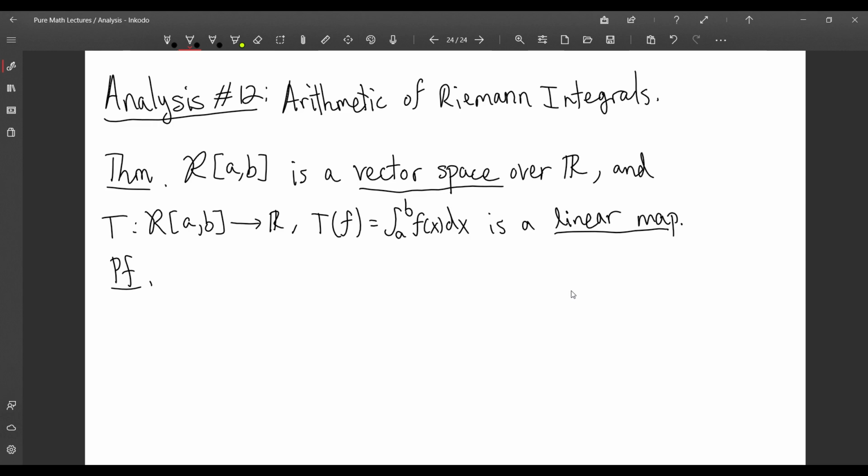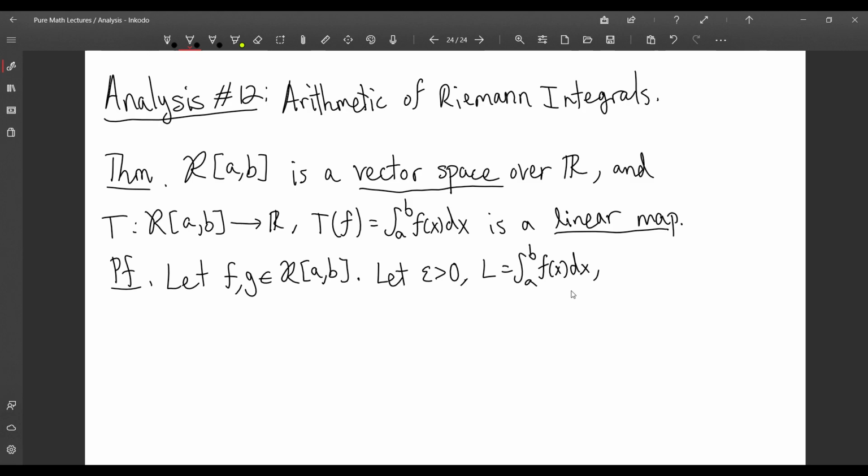So first, let f and g be in our Riemann integrable space. We're going to show that f plus g is in the Riemann integrable space, and that the integral of f plus g is equal to the integral of f plus the integral of g. So let epsilon be greater than 0. Let L equal the integral of f of x dx, and let M be the integral from a to b of g of x dx.